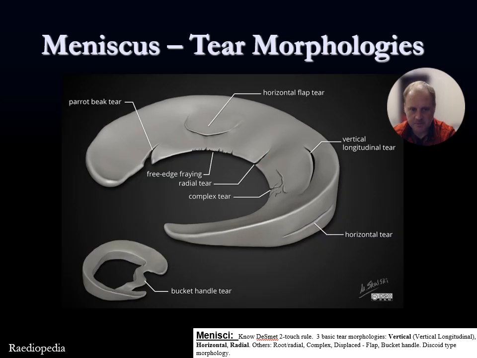And here's a labeled version of that you could look at. The bucket handle is shown down here. Fairly common. You can have an injury that results in a flap tear. So it's a vertical longitudinal tear where there's a flap which flips to different places, but often medially into the intercondylar notch and gives what's called the double PCL sign.